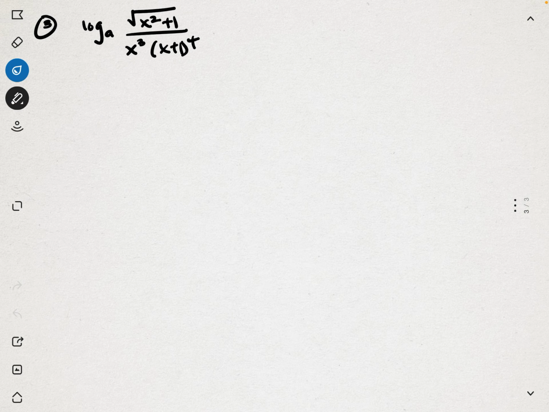Okay, on to the last one. So this one's got multiple parts, right? We have two things in our denominator, and then we have this square root in our numerator.